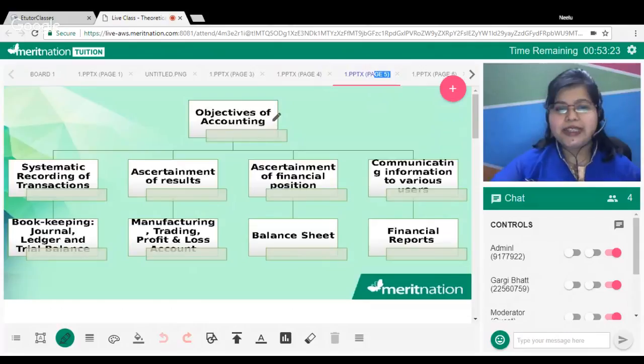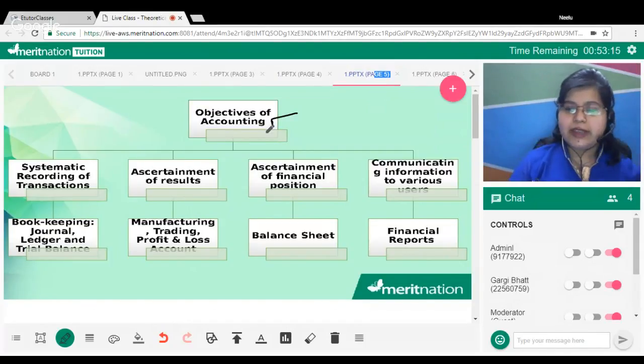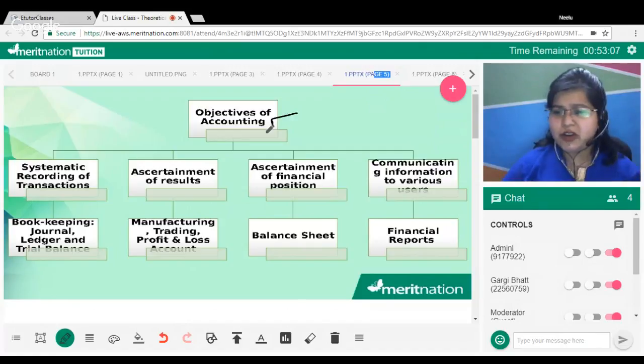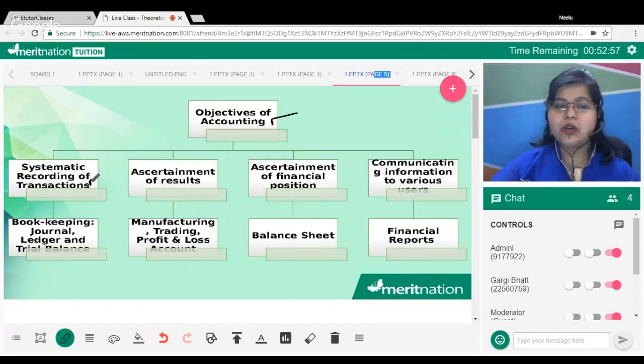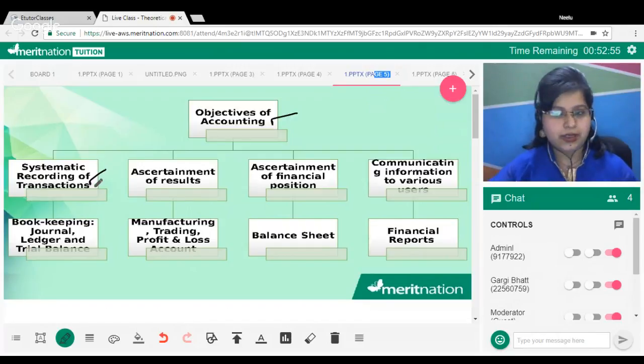Now, the objectives of accounting is what we are going to focus on next. Objectives basically means what are we aiming at? What's the use of this? Why would we spend so much money, hire an accountant, give up so many stationery costs, and then make these books of accounts? What is the reason? What is the objective? So, guys, the first objective is the systematic recording of transactions.